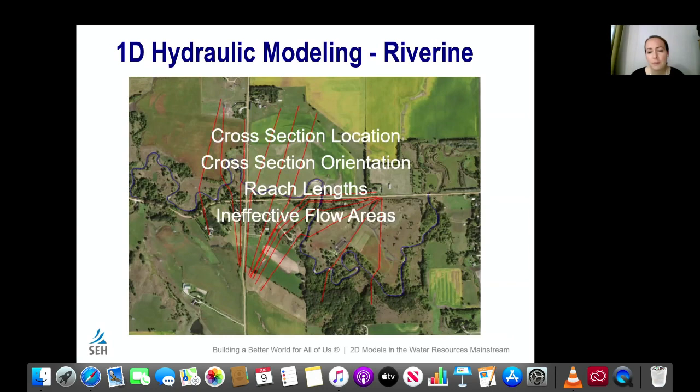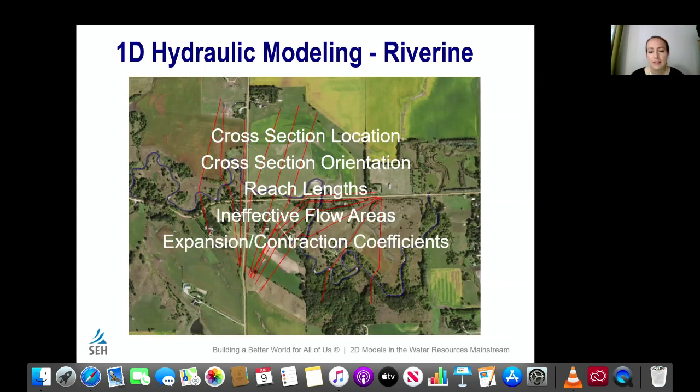And then another thing we probably believe is that there's going to be areas within the floodplain that really aren't effectively conveying water downstream. They're more just storing water. So in a 1D model, we represent that by defining ineffective flow areas. But those are based on our assumption of the boundary between effective and ineffective flow.